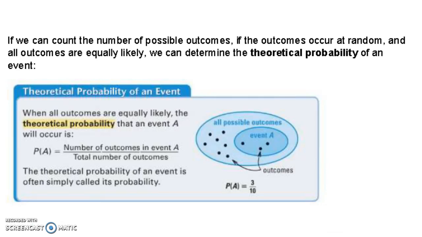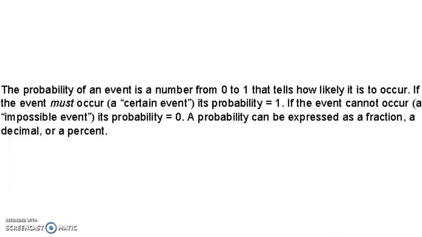So a lot of times when we talk about theoretical probability, we just call that probability. So looking at the graphic, there's 3 things which fall within event A out of 10 total possible outcomes. So our probability of the event A is 3 out of 10.